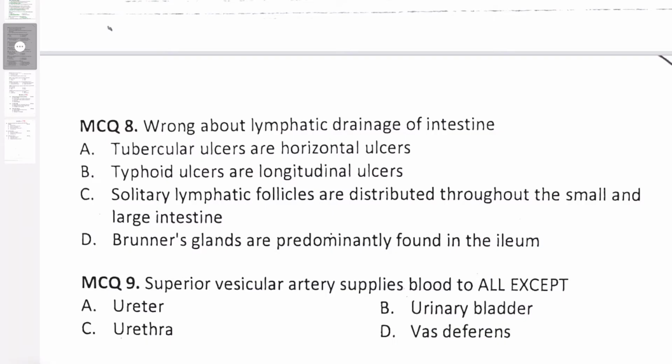So have you understood question number 8? Regarding the lymphatic drainage of the intestine, tubercular ulcers are horizontal ulcers. It's a correct choice. Typhoid ulcers are longitudinal ulcers. Correct. Solitary lymphoid follicles are distributed throughout the length of the small and large intestine, which is correct. Brunner's glands are predominantly found in the ileum. No, these are found in the duodenum. So the answer is D.